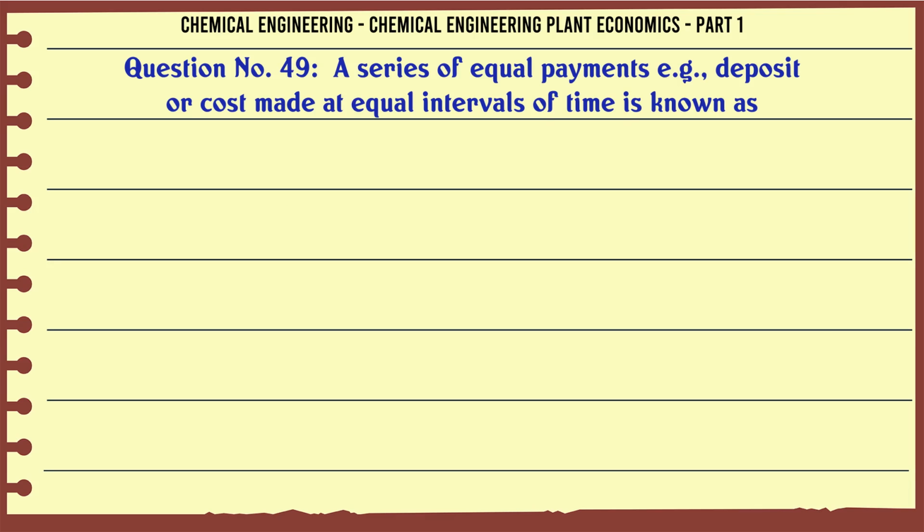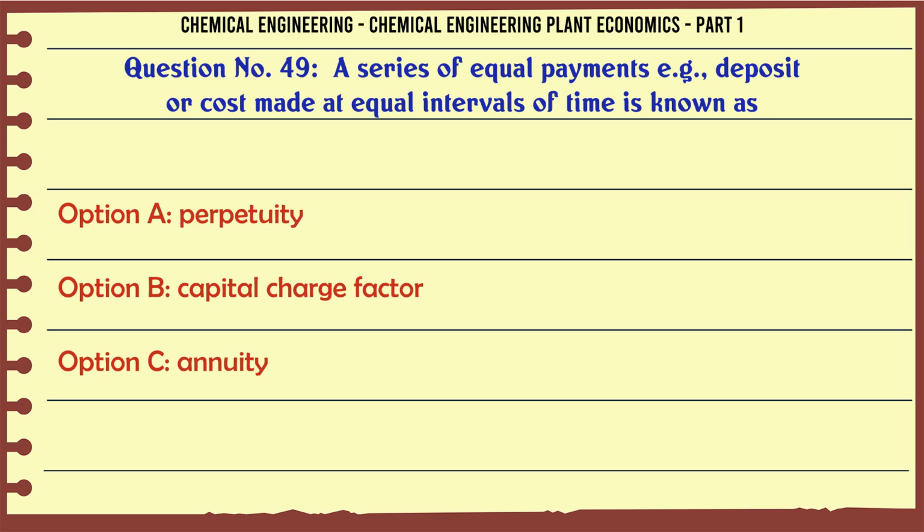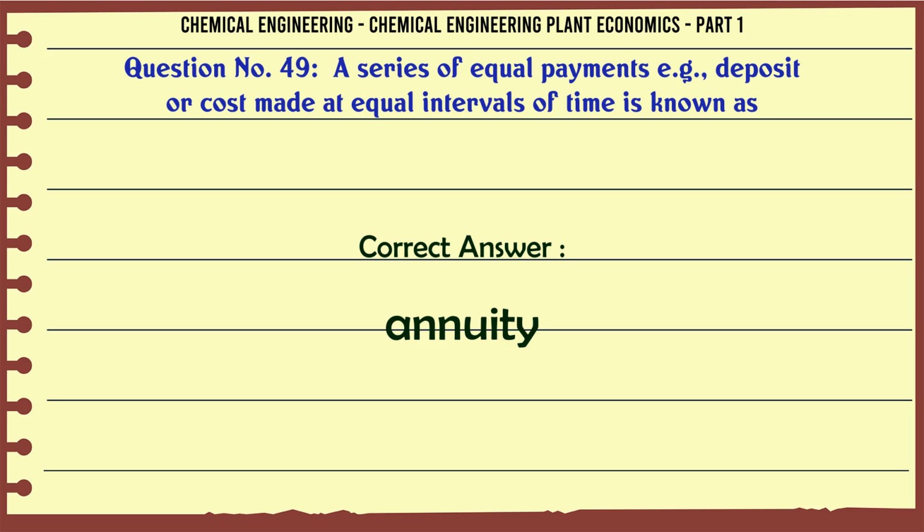A series of equal payments, e.g., deposit or cost made at equal intervals of time is known as A. Perpetuity, B. Capital charge factor, C. Annuity, D. Future worth. The correct answer is annuity.